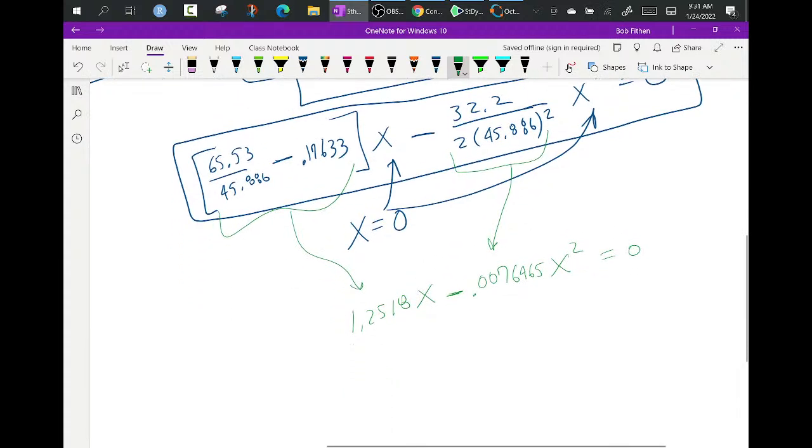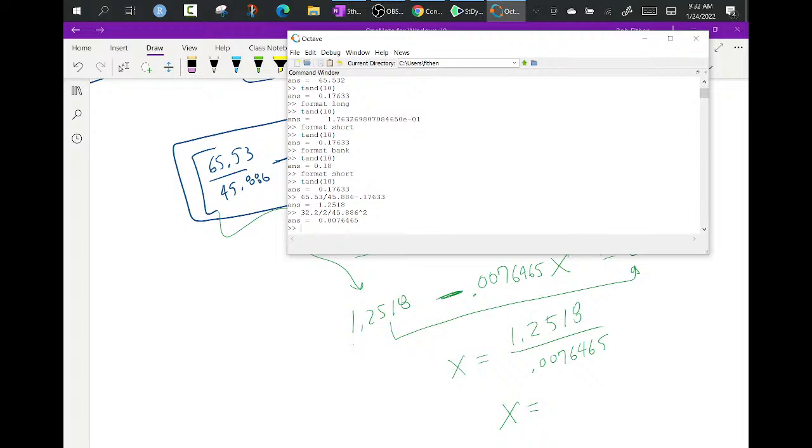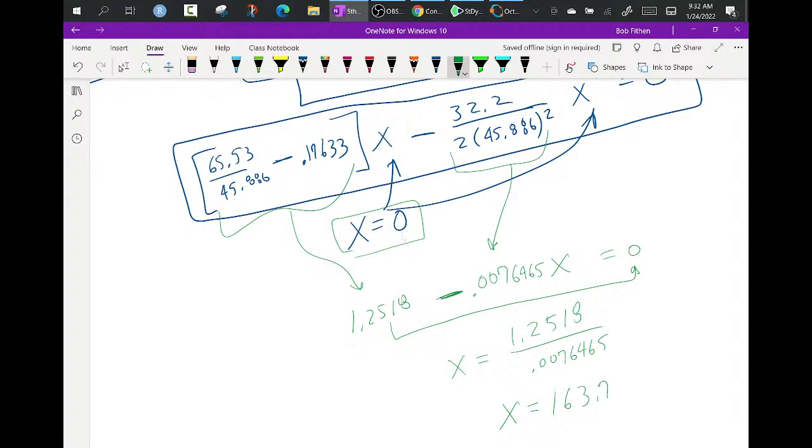So now, of course, out of this, I get x equal to 0 is one root. Then I can just do this, and I can say x equals 1.2518, because I can move this to the other side. It became a minus, so I take my minus number here, 0.0076465. I'll call this A and this B, and then I can do A divided by B. 163.7. Let's see if I'm correct.